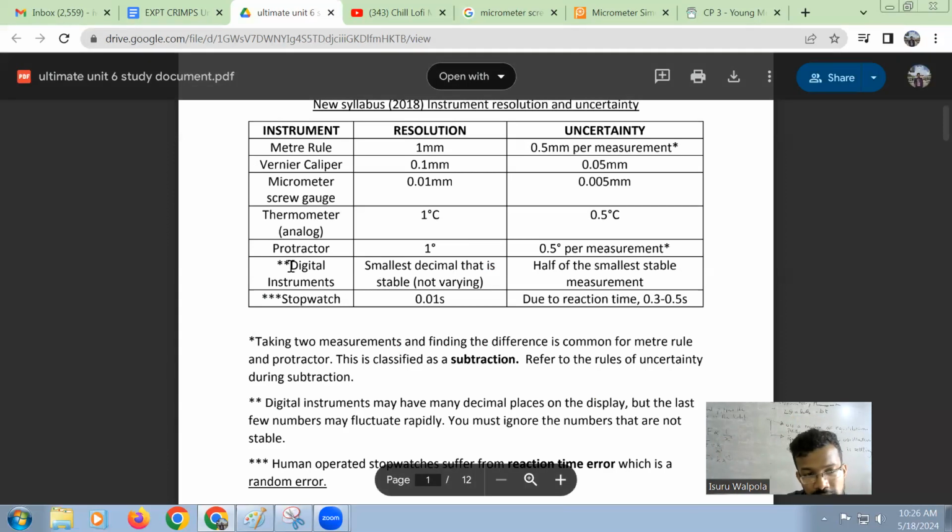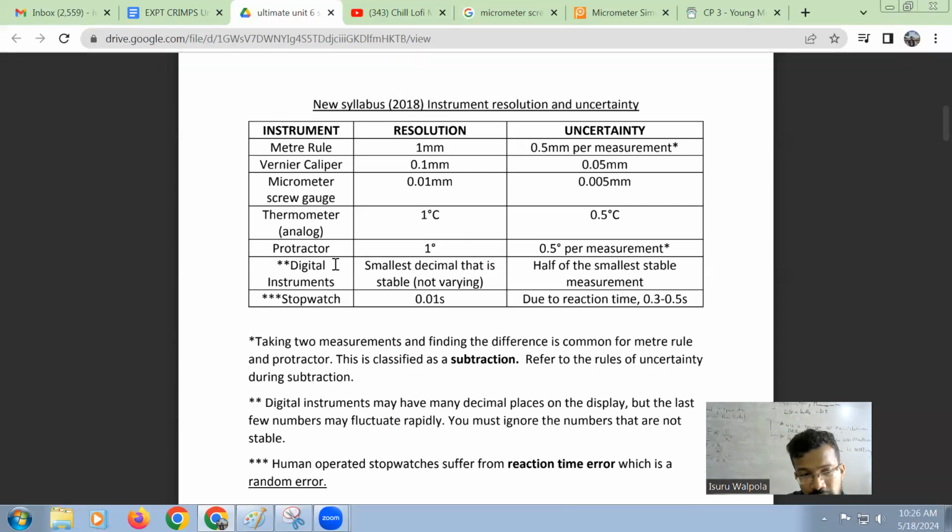Another important thing is in digital instruments, there may be a lot of numbers, but those numbers are fluctuating, not settling. Then we don't take those numbers. So when you are taking the resolution, you should take the smallest decimal point which is not fluctuating. That's your resolution. That's the smallest.